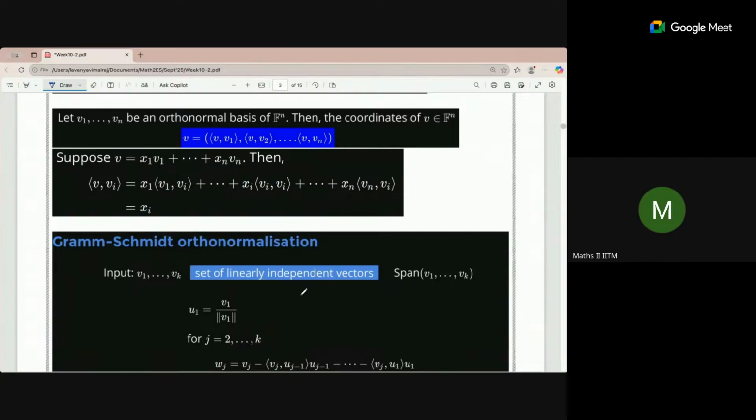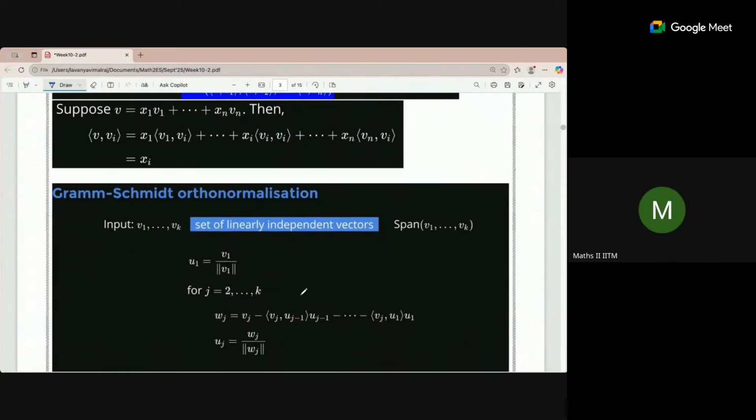Next we are going to look at what is Gram-Schmidt orthonormalization. It means, given any set of linearly independent vectors, how can we convert it into an orthonormal set of vectors? So let us say you have the vectors v1, v2, ..., vk, and this is a linearly independent set. This is given to us. Now how are we going to make this into an orthonormal set?